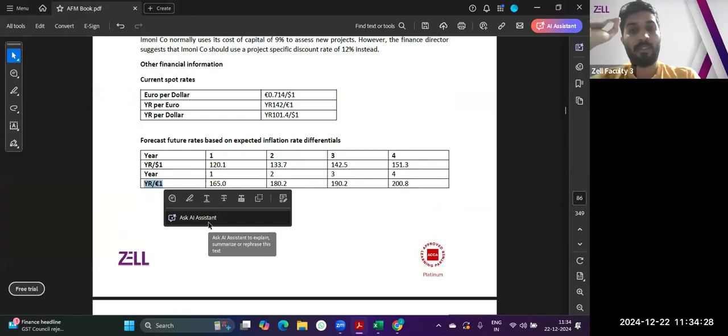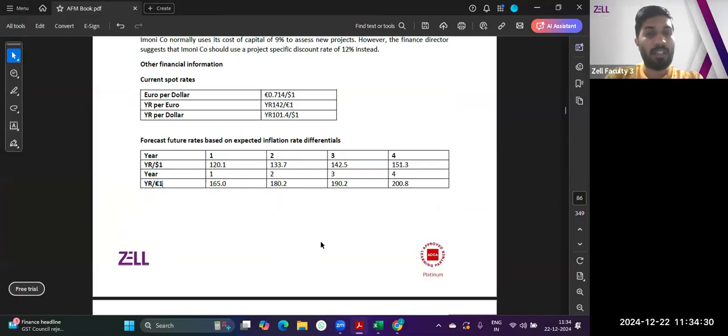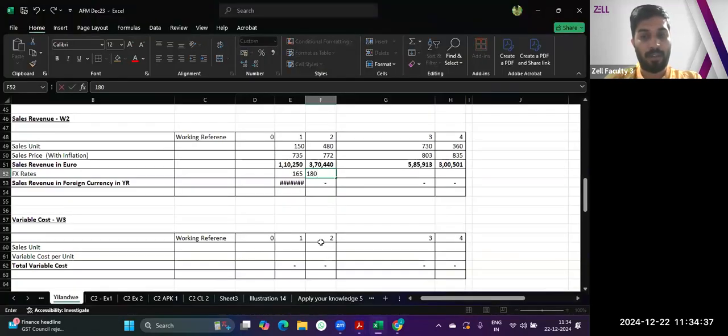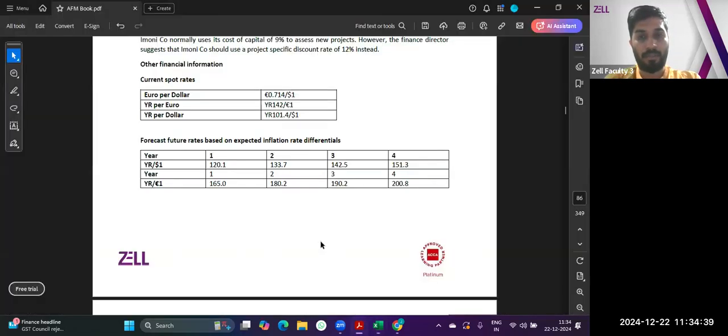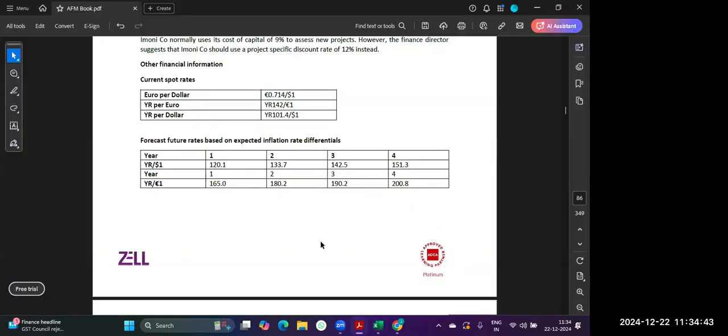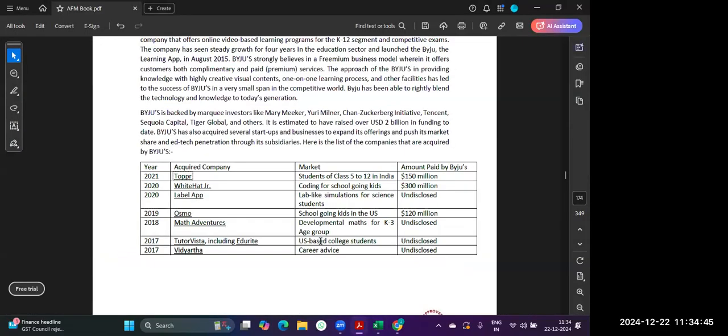Now, what are the rates? It is given 165. What is the next year? 180.2. 190.2. 100.